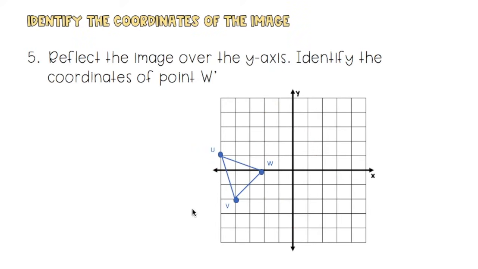Let's reflect the image over the y-axis. And we're going to identify the coordinates of point W. So here is my y-axis. This is the line that we're going to flip over. And I'm going to flip each point individually. So if W is located at (-2, 0), on the other side of my graph, I can plot it at (+2, 0).